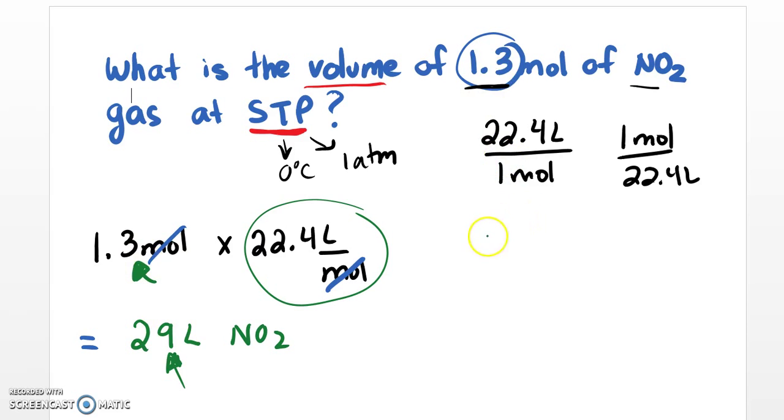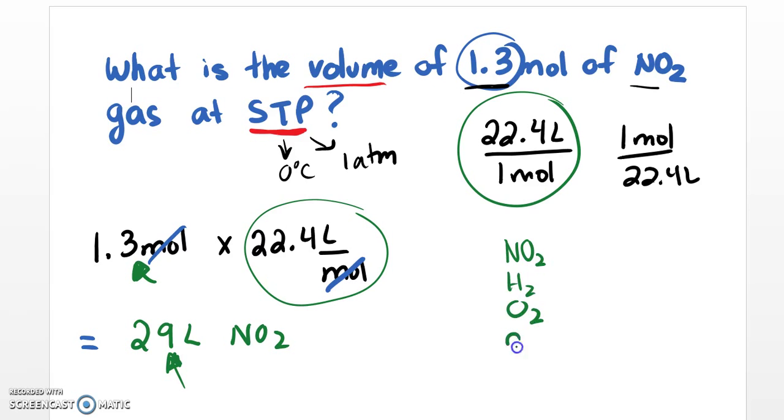Now, another interesting thing about this constant, this 22.4 liters per mole, is that it doesn't matter what gas it is. It could be NO2, it could be hydrogen, it could be oxygen, it could be air. 1.3 moles of whatever gas takes up a volume of 29 liters.